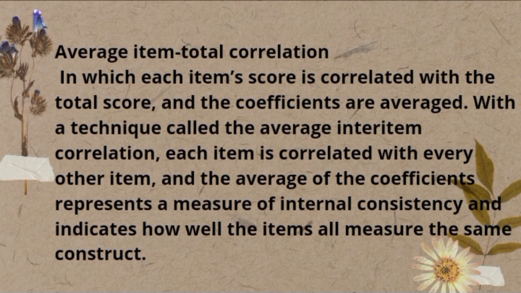Average item-total correlation, in which each item score is correlated with the total score and the coefficients are averaged. Another technique is called the average inter-item correlation, in which each item is correlated with every other item, and the average of the coefficients represents a measure of internal consistency and indicates how well the items all measure the construct.